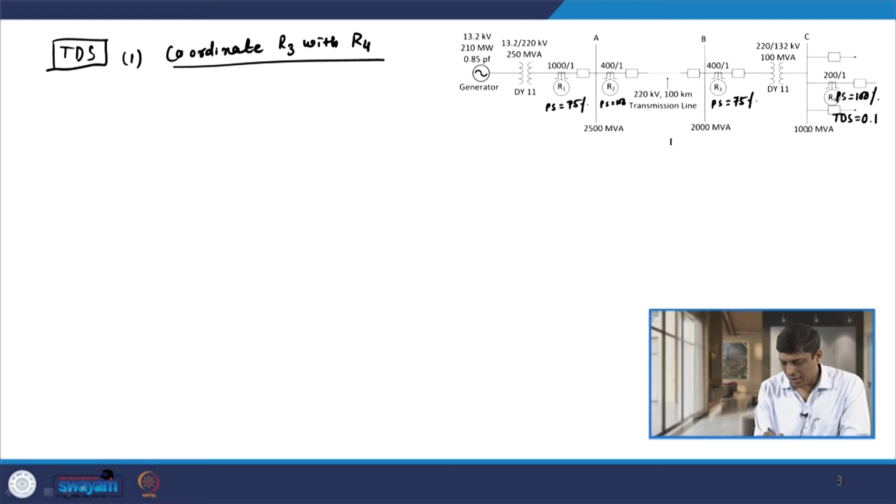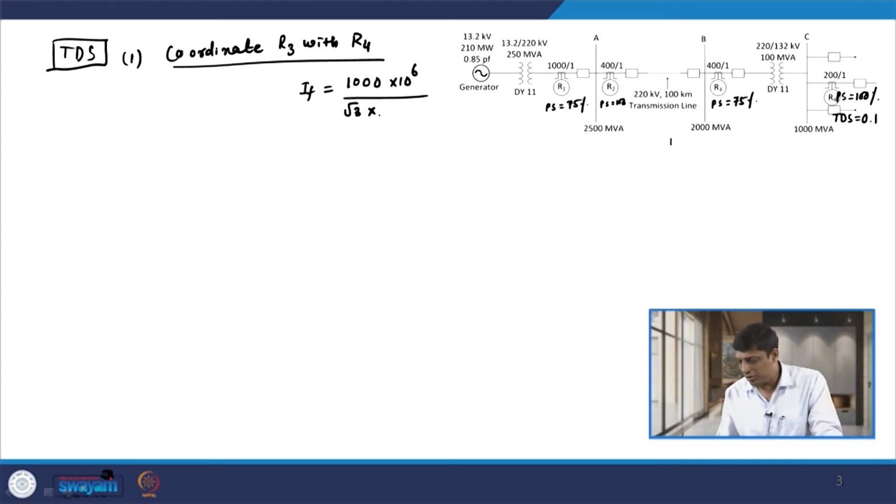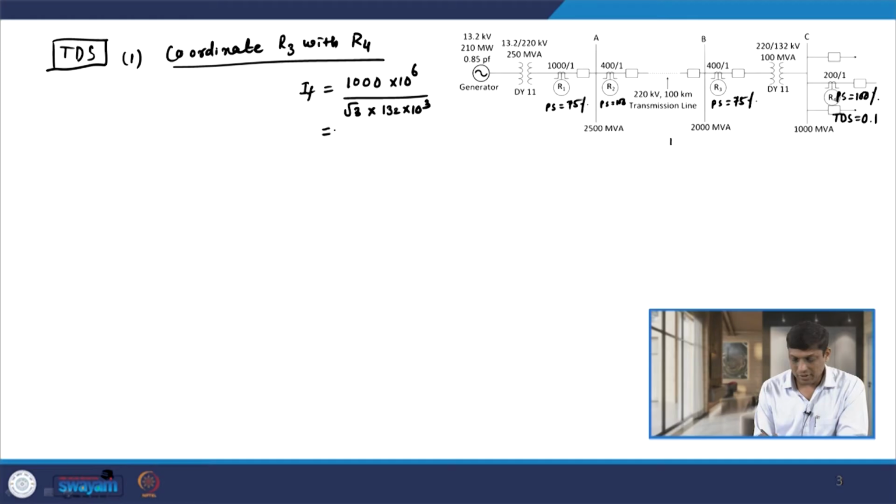For this fault level, let us find the magnitude of the fault current. We divide 1000 MVA by √3 times the voltage, which in this case is 132 kV. If you calculate it, you get 4373 ampere. So, this is the fault current.